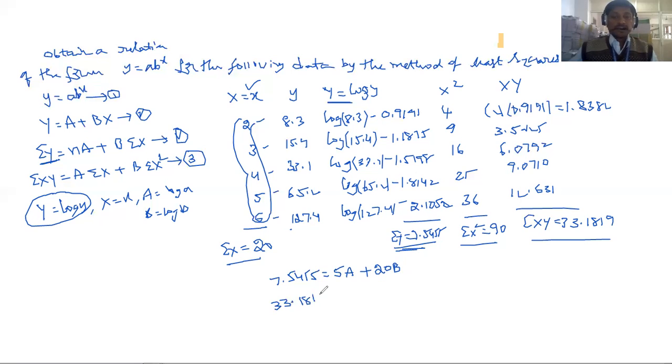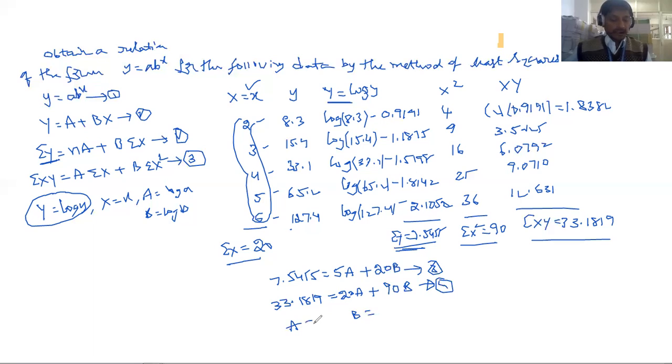And next summation xy is nothing but 33.1819, and next A summation x. So A summation x is nothing but 20A, and next B summation x square. So x square here is 90. So let this be taken as equation 3 and this as equation 4. We need to solve these equations by using your calculator. Then you will get the values of capital A and capital B.